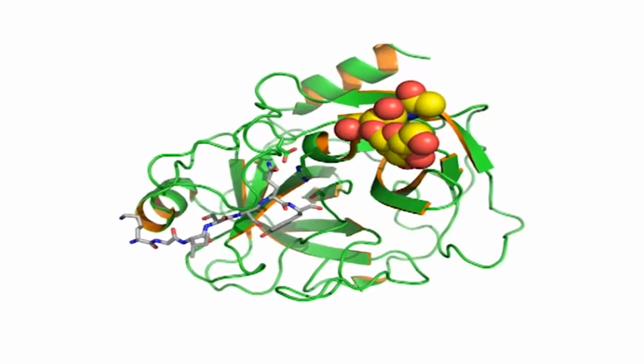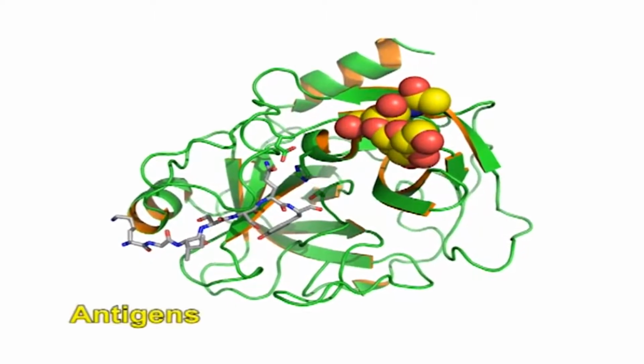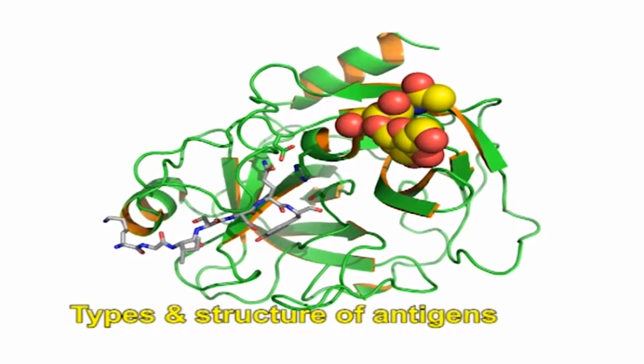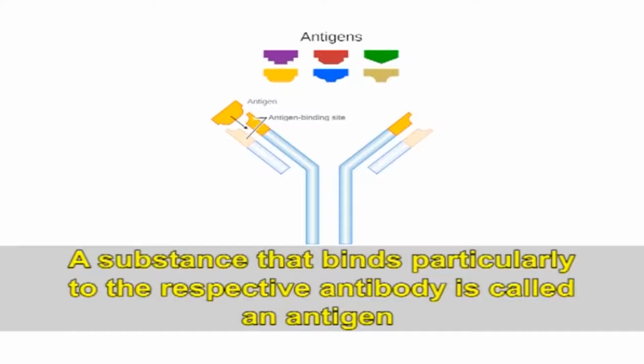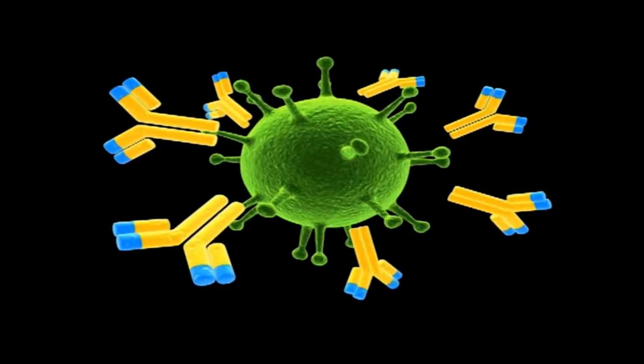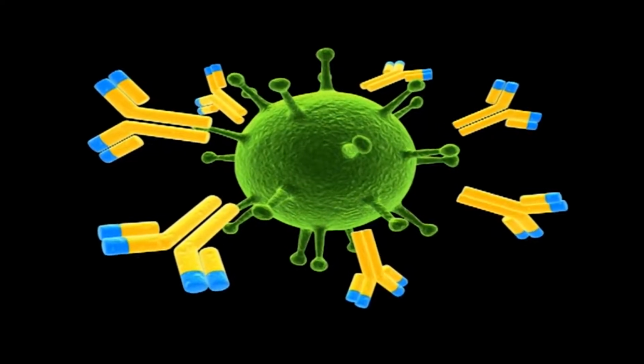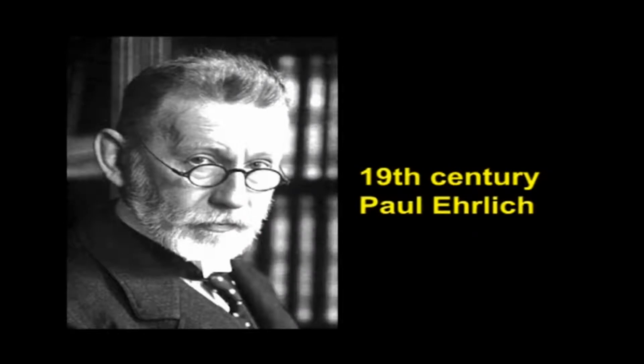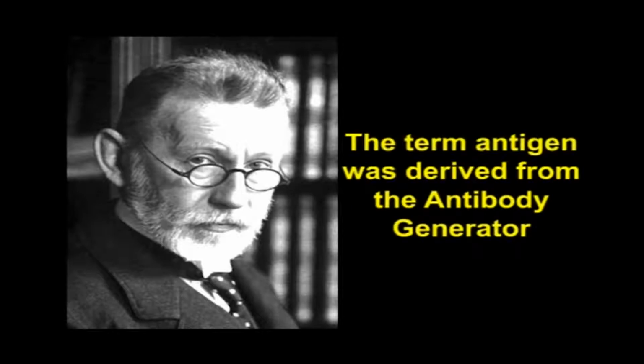In this session we shall discuss about antigens, types of antigens and structure of antigens. We shall also discuss about the importance and the significance of antigens. A substance that binds particularly to the respective antibody is called an antigen. The strategy of an antigen and an antibody is the lock and key model. During the 19th century, in his side chain theory, Paul Ehrlich gave the term antibody. The term antigen was derived from the antibody generator.